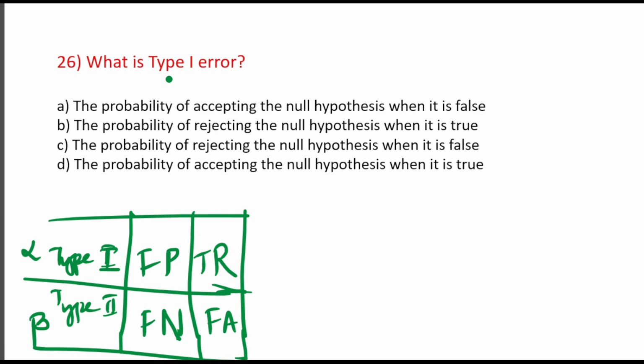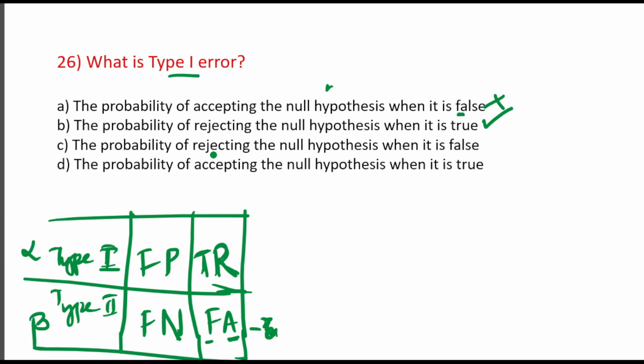So let us see the options. Option A, the probability of accepting the null hypothesis when it is false. So when it is false, the probability of accepting the null hypothesis, if this is there, then it should have been type 2 error. So this is not the answer for this question. Then second option, the probability of rejecting the null hypothesis when it is true. Yes, when it is true. So this is the answer for this question.